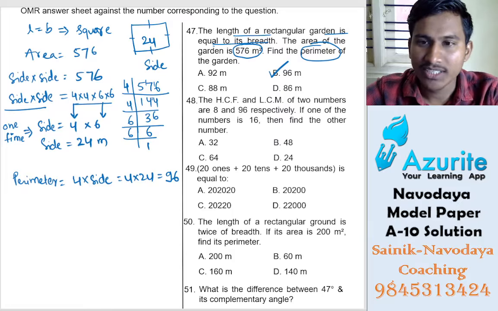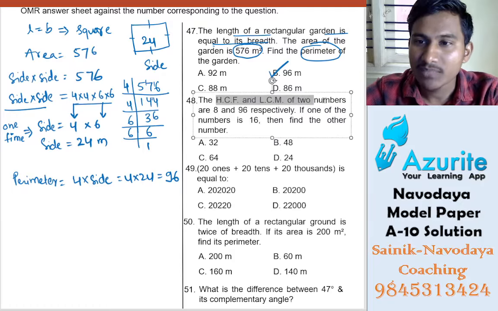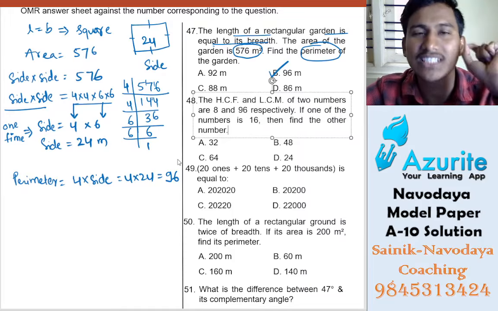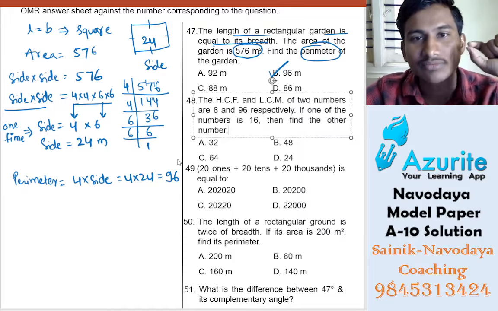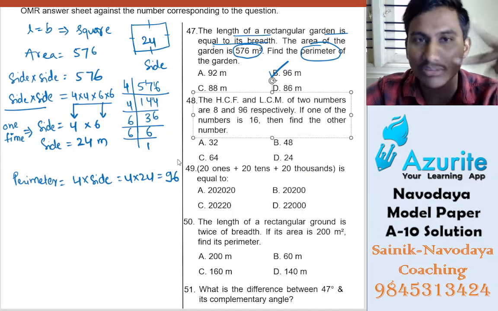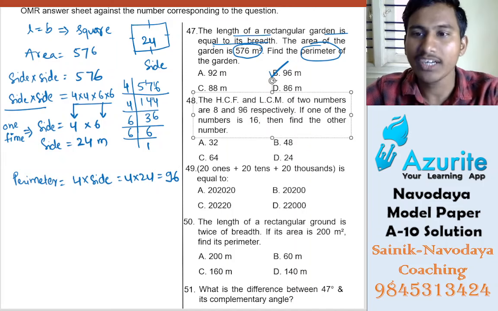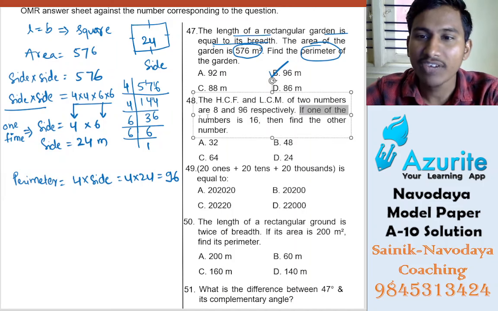So now students, let us do 48 question. What is it? HCF and LCM of two numbers are 8 and 96. If one of the number is 16, find the other number. When HCF and LCM are given, we know HCF into LCM is the product of two numbers, right? So if you want to find one number, what you have to do? You have to divide HCF into LCM by the given number.